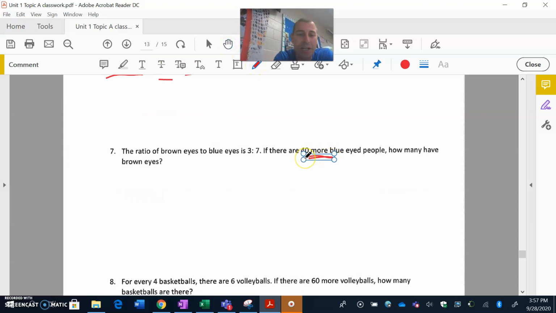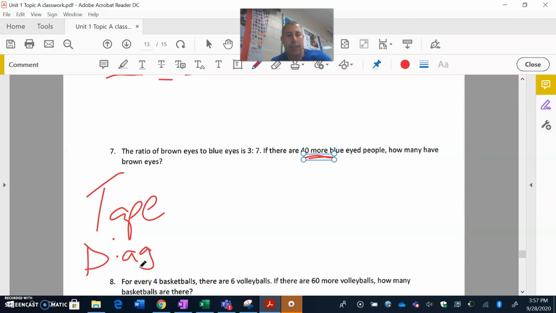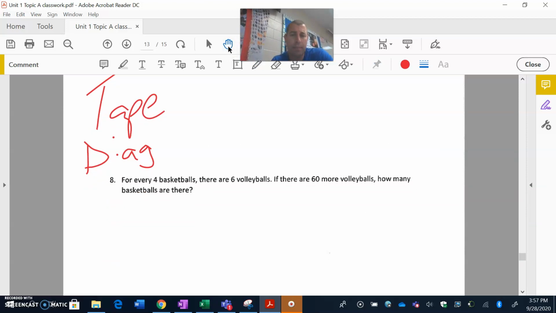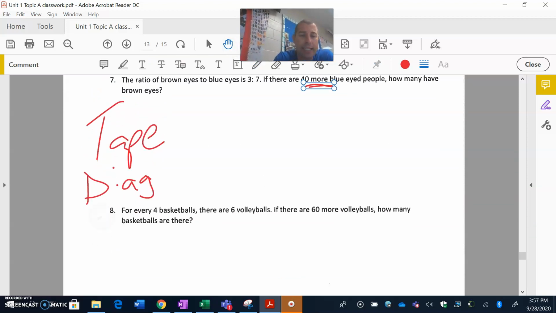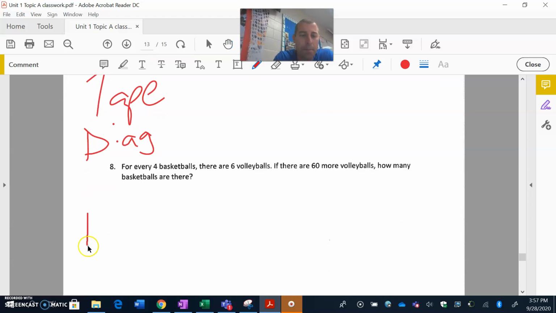Because there's more, you're going to go tape diagram here. All right. Abbreviate diag. I guess you could get confused for diagonal, but I think we can work around it. And the last one here, again, tape diagram, because when I look at those particular keywords, that word more that's there.